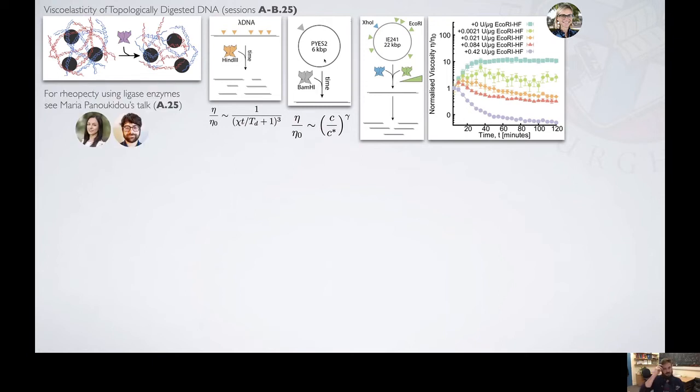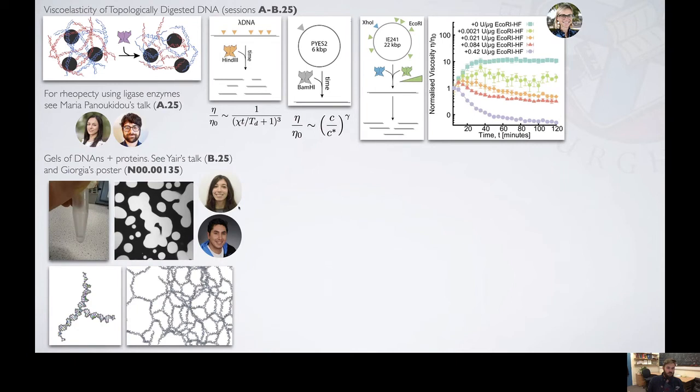A similar, although different system is the one Maria Panocchido will talk about in A25. She will talk about a similar system of entangled DNA in which we use ligase enzymes instead of restriction enzymes. Yair will talk about in B25, and Georgia has a poster in this session talking about the DNA nanostar hydrogels, and we're also looking into functionalizing these hydrogels by using proteins. So if you're interested in that, you can have a look.